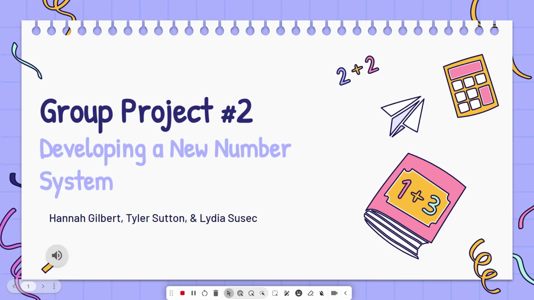This is Group Project 2, Developing a New Number System by Hannah Gilbert, Tyler Sutton, and Lydia Susak.